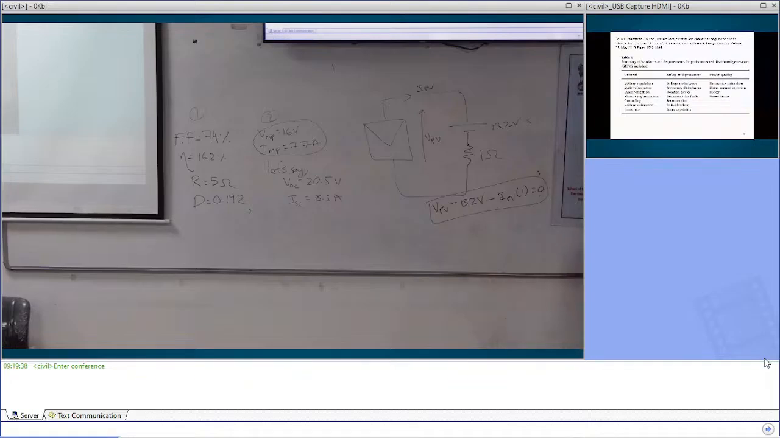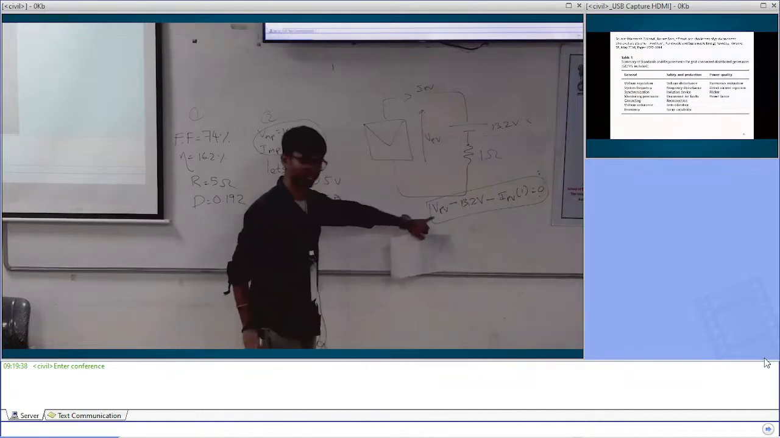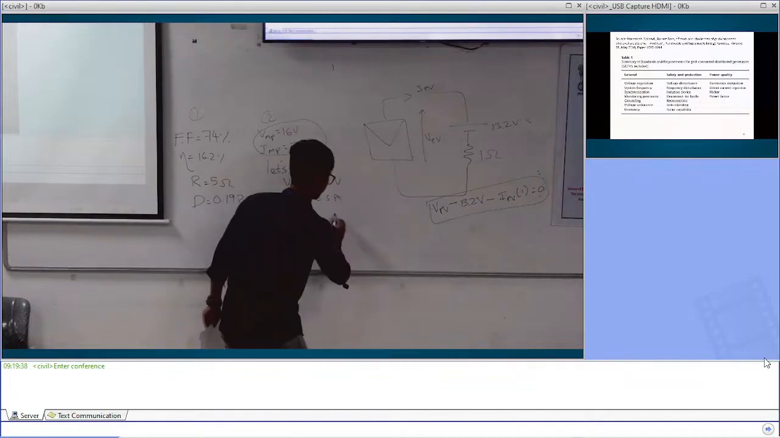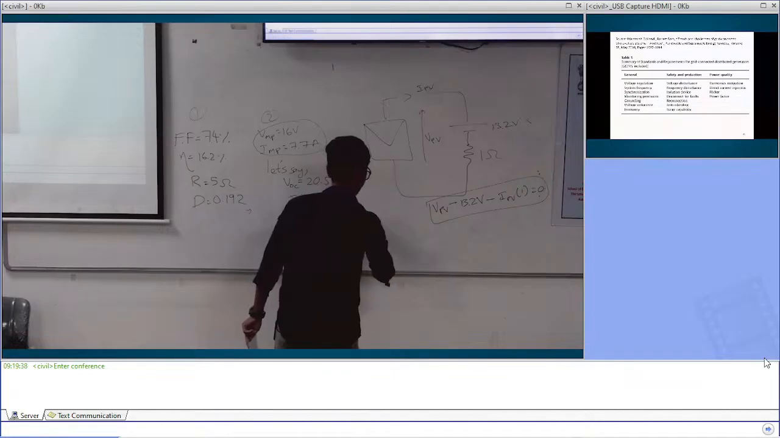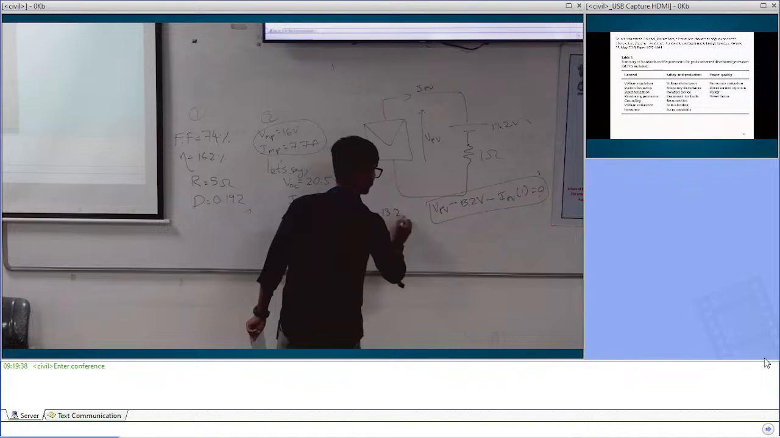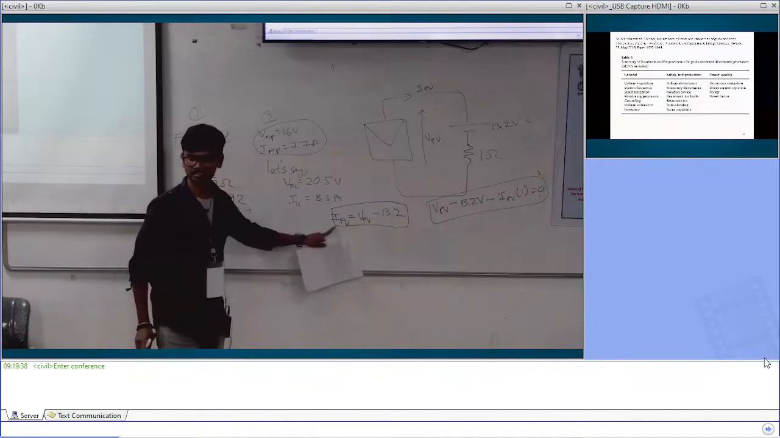Okay, one last question, this second question, solve it. So now what do we do? We modify this equation in such a way. So this is the equation that we have got from the KVL.